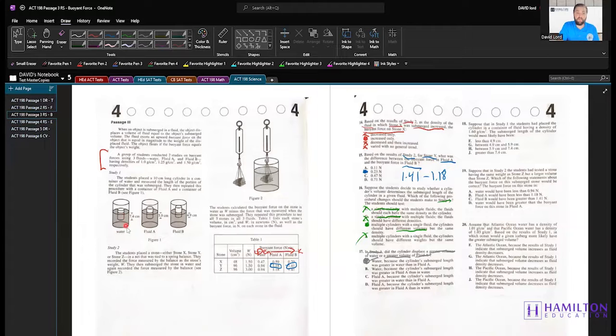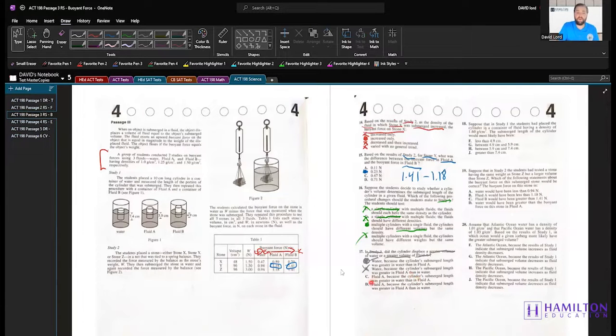You can't pick water, but then say something that's not true here. The submerged length was greater in water, not in fluid A. So this is contradictory right here. Fluid A, because the cylinder's submerged length was greater in water. So that second part is true.